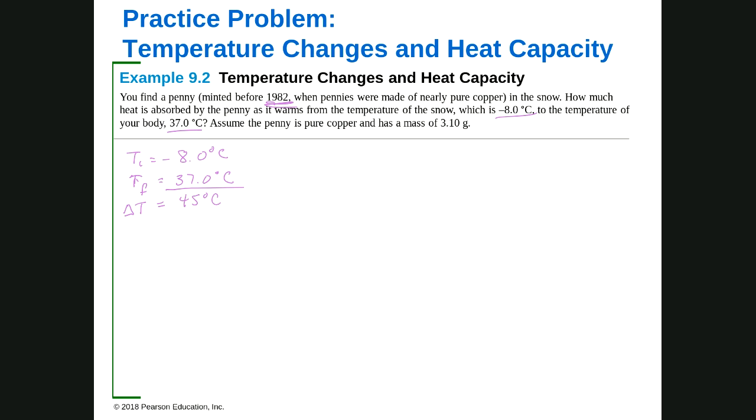Then I have a mass of 3.10 grams, and it's saying it's pure copper. So I can go back and look at that table that told me what the specific heat capacities were. When I look up copper, it's going to tell me that it's 0.385, sorry, joules per gram times degrees C.